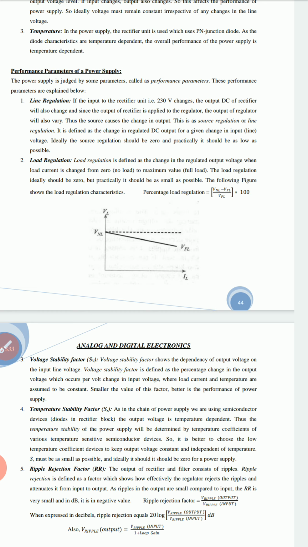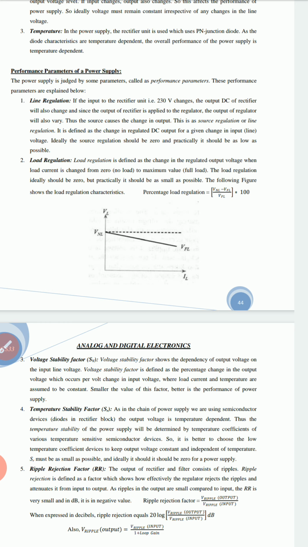In one line, line regulation means that if the input to the rectifier, which is 230 volt, changes, then the output DC of the rectifier also changes. It is linearly varying. If you make any change on the input side, the output side will also change. That is exactly line regulation. Since the output of the rectifier is applied to the regulator, the output of the regulator also varies. This is about line regulation.